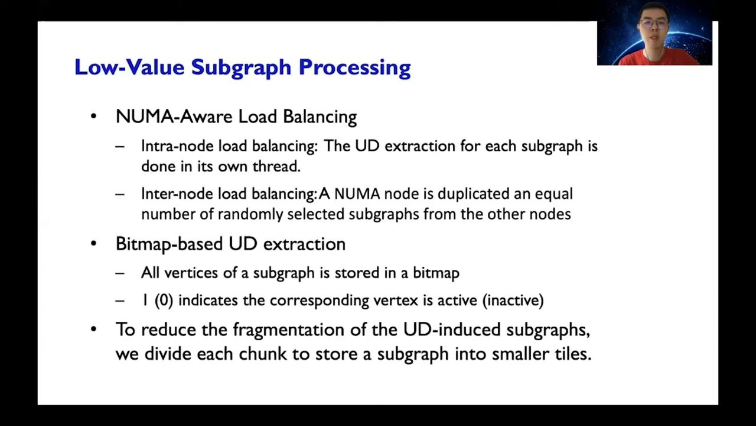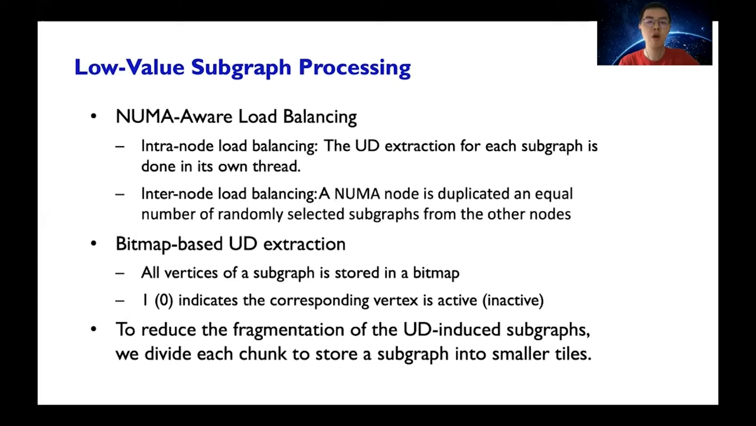The UD extraction for each subgraph is done in its own thread, which is bound to the NUMA node stored in the subgraph. To improve internal load imbalance, we also duplicate, in a NUMA node, an equal number of randomly selected subgraphs from the other nodes if there's still some memory space available. We adopt a simple bitmap-based approach to extract the UD from a subgraph efficiently.